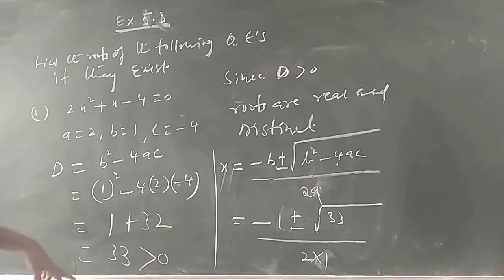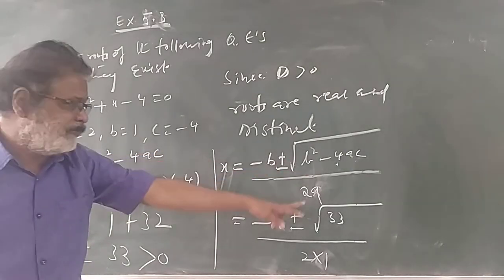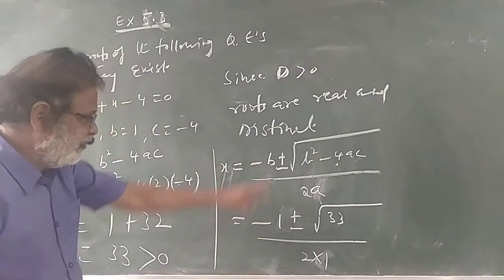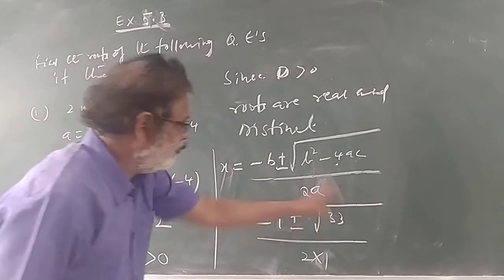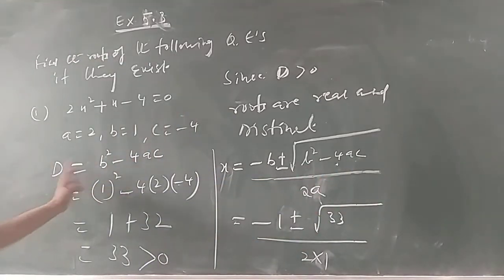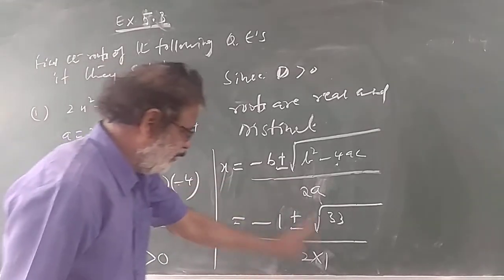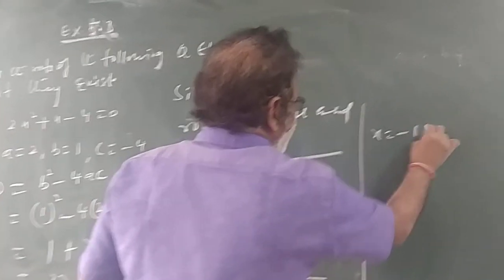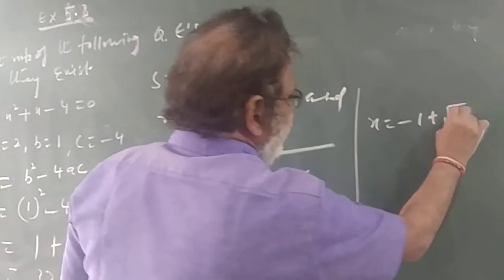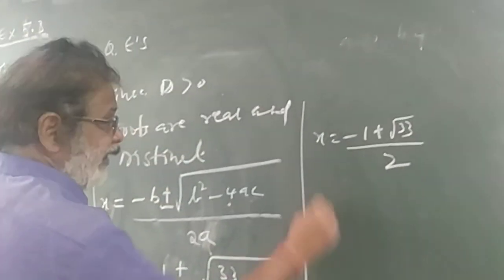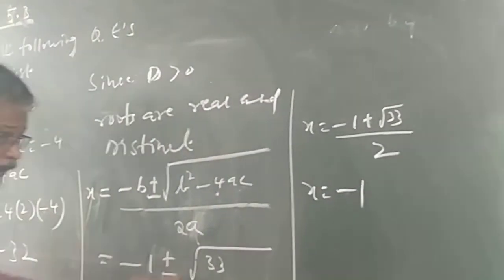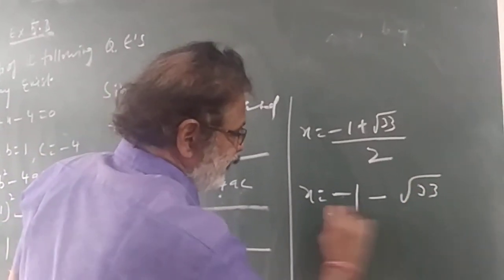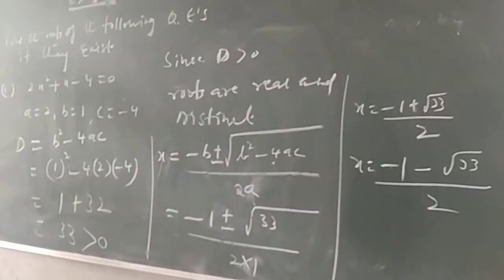X is equal to formula. The root formula is minus b plus or minus under root b square minus 4ac over 2a. Substitute the values. Minus b value is 1, plus or minus under root b square minus 4ac, which is 33, over 2a, that is 2 into a value 1. So this can be split. X equals minus 1 plus root 33 by 2. Next, x is equal to minus 1 minus root 33 by 2. These are the roots.